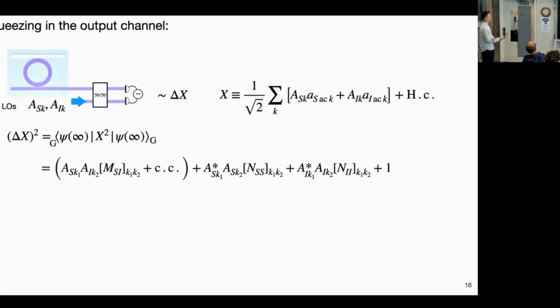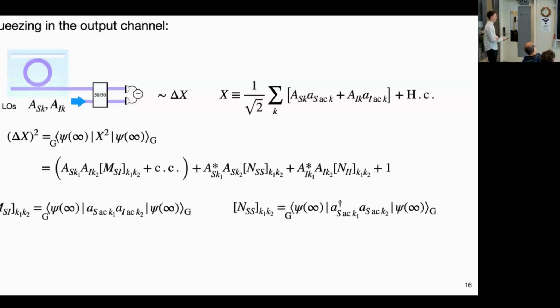If I calculate the noise in this quadrature using the Gaussian ket, this is what it is. And the M and the N matrices here are just the second moments of the Gaussian state. And if we choose our local oscillators correctly, we should find that the noise in this quadrature is less than 1, and that tells us that there's squeezing.